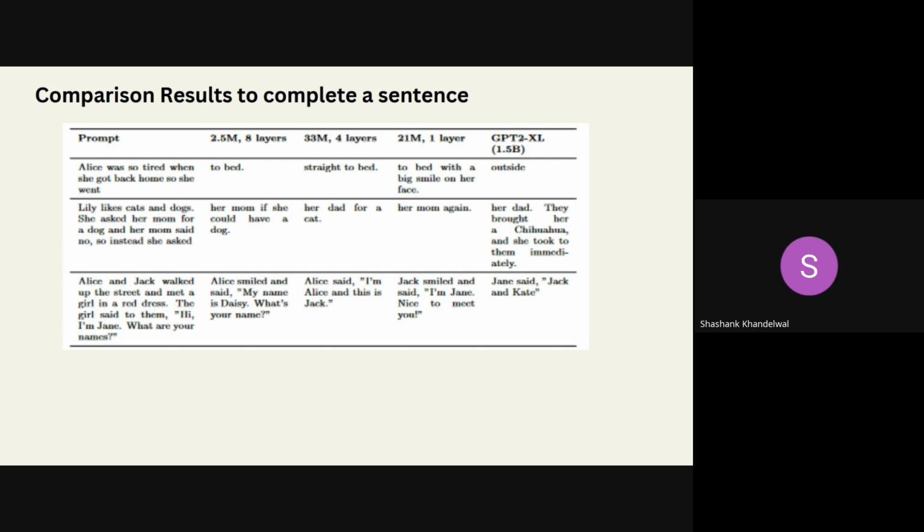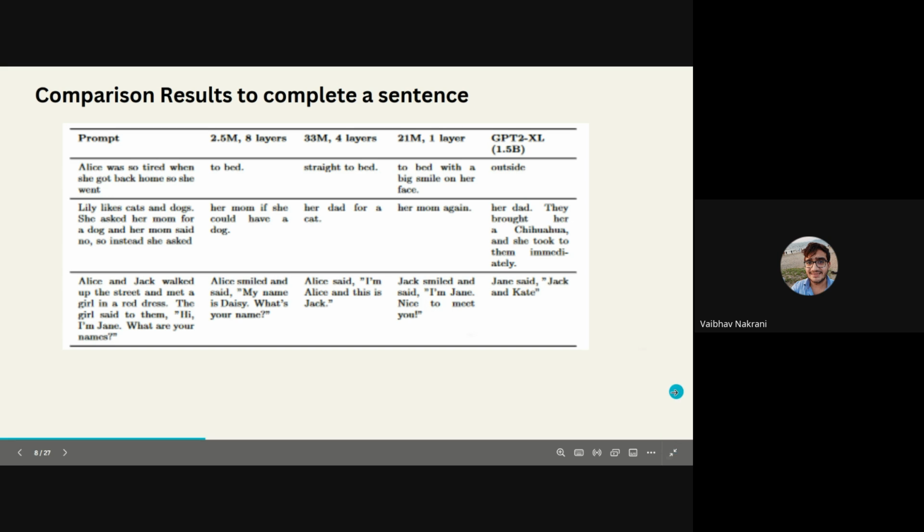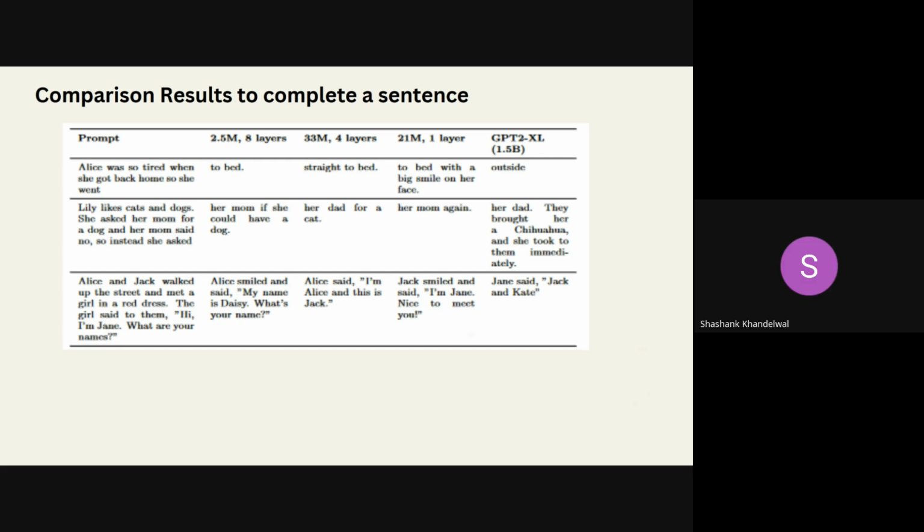Shashank, I had a question. What was the dataset size? It was 10,000 stories. Okay, so for a 1.5 billion parameter model, if you feed 10,000 stories to it, I think it will memorize the set. That is the reason you need smaller parameters, right?